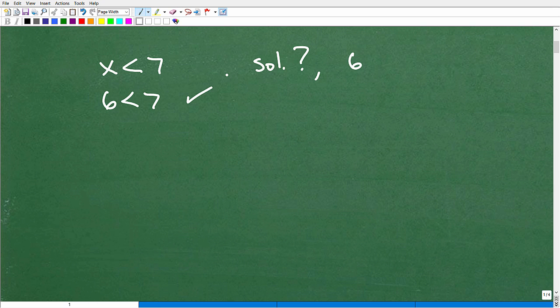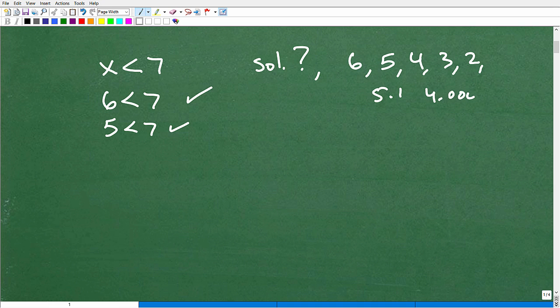Now, is 6 the only solution? You would say, no, 5 would work too. You would be correct. 5 is in fact less than 7. So that's good. Any more solutions? Well, you would be like, yeah, any number that's less than 7. 4, 3, 2, 1, yeah, 5.1, 4.0009. You kind of get my drift. So how many solutions does this inequality have? Well, how many numbers can we come up with that are less than 7? An infinite amount of numbers.